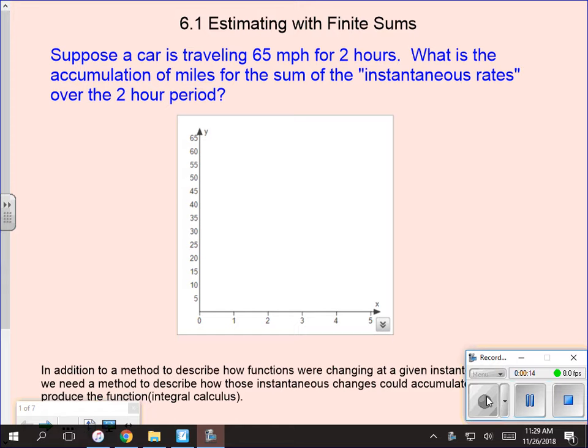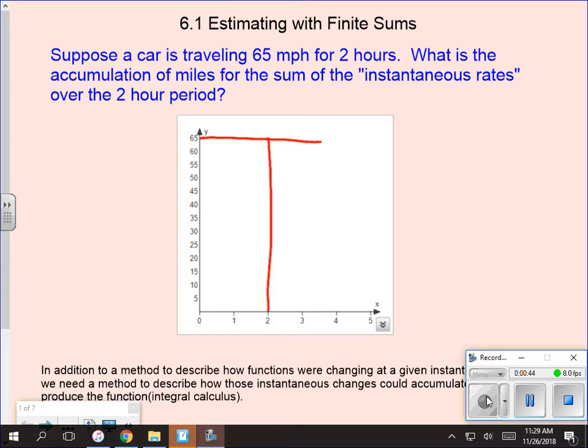So suppose we have a car traveling at 65 miles an hour for 2 hours. So 65 miles an hour buzzing along for a 2-hour time period. What is the accumulation of miles for the sum of instantaneous rates over the 2 hours? In other words, how far did they actually drive? If they drove 65 miles an hour for 2 hours, how far did they travel? 130. How'd you get 130?